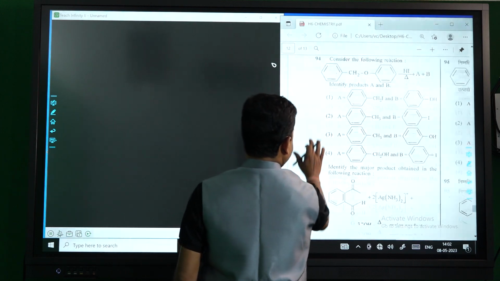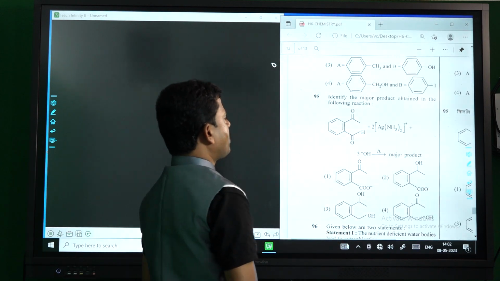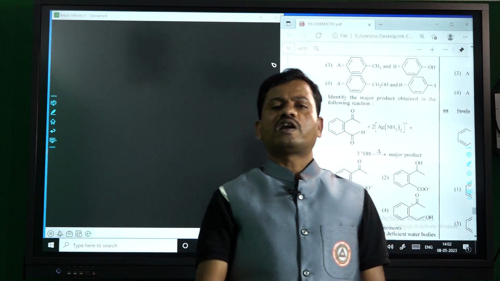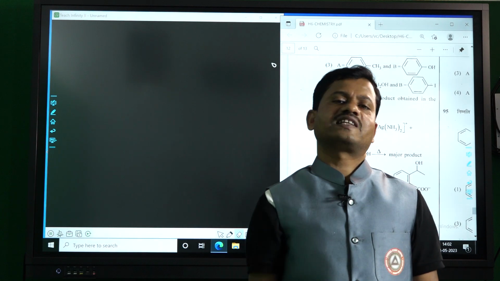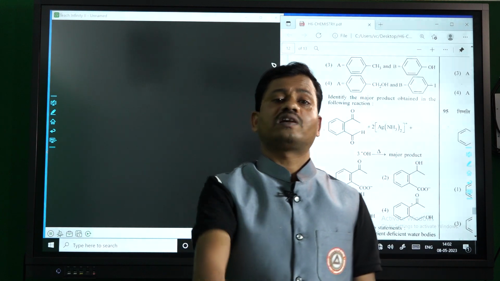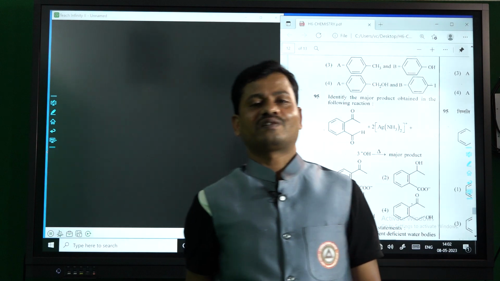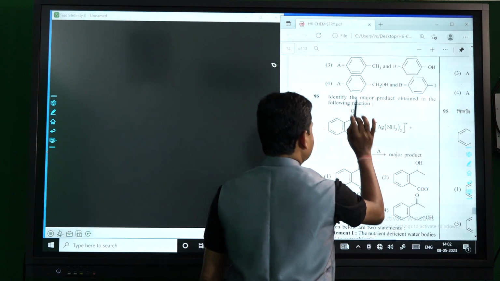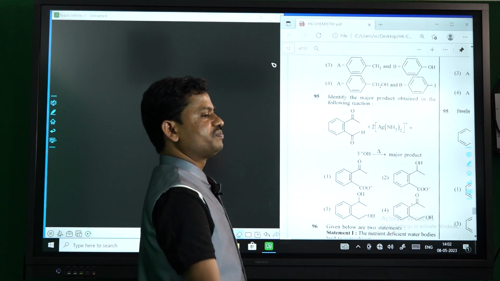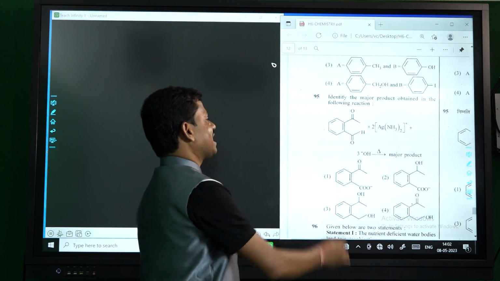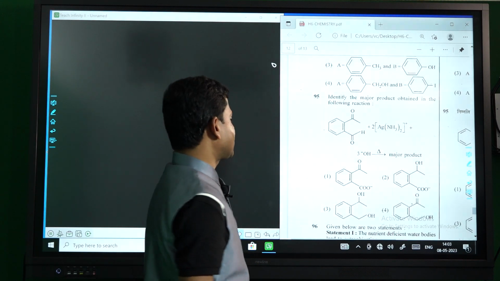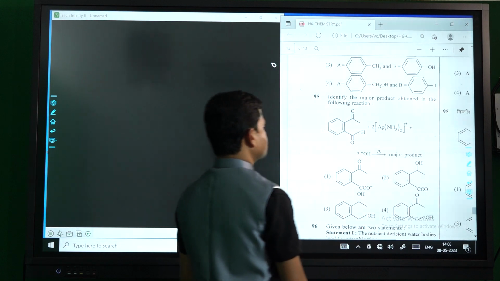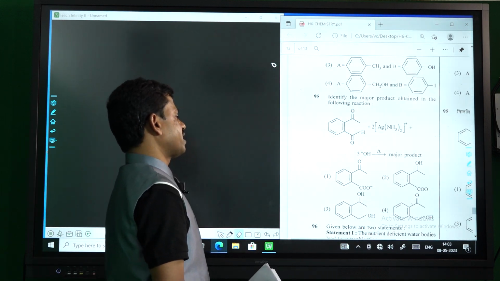Come to question number 95. A compound is given and reacts with Tollens reagent. Dear students, remember that Tollens reagent is a mild oxidizing agent which can oxidize only the aldehyde group, but not the ketone group. When the aldehyde group reacts with Tollens reagent, a silver mirror is formed and the aldehyde group is converted to a carboxylate ion. So option 1 is correct.